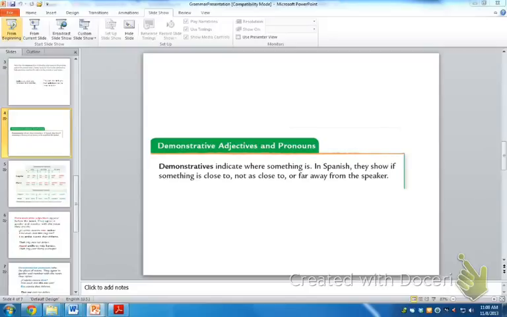In Spanish, they have one more degree. They have something that's close to the speaker, something that's not as close to the speaker, and something that's far away. This and that are demonstratives in English. In Spanish, as I just said, they demonstrate whether something is close to, not as close, or far away. So they have 3 different degrees according to the speaker.